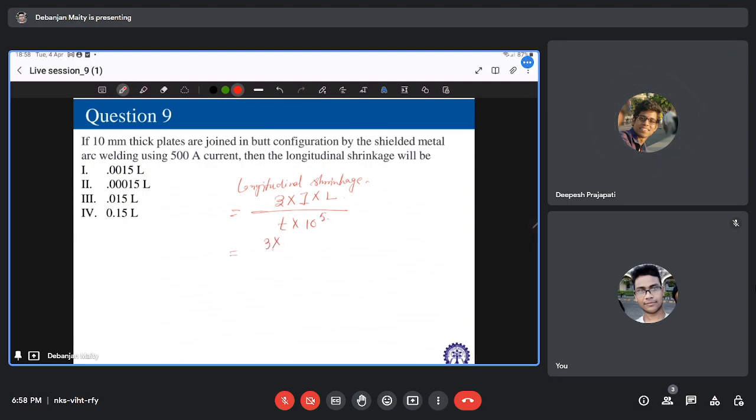Yes. So you are having some 500 amp of current, and L is not provided, and then you have your 10 thick plate, and then 10 to the power 5. So it's finally coming into 15 into 10 square by 10 to the power 6. So it's 15 by 10 to the power 4 L, that is equal to 0.0015 L, right?